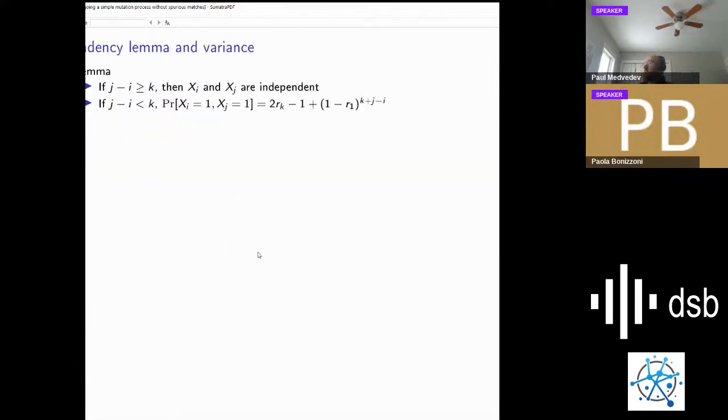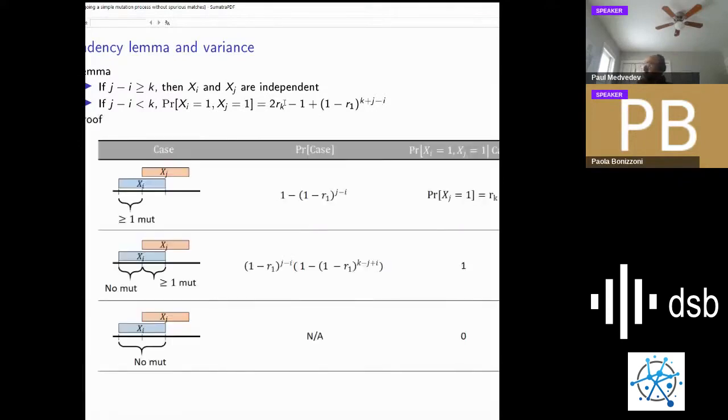Okay. So let's capture this dependence with a lemma in the form of the joint. We want to write down the joint probability distribution of xi and xj. Now, if they're far away, then those variables are independent. So the joint is just the product of the individual probabilities. But if they're nearby, then the joint distribution is given by this formula. And this is not a difficult proof. The way you would do it, here we would visualize the xj as an orange box and xi as a blue box.